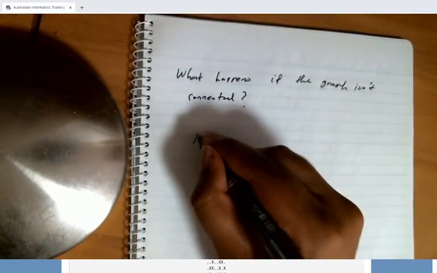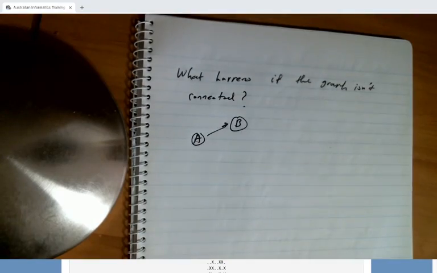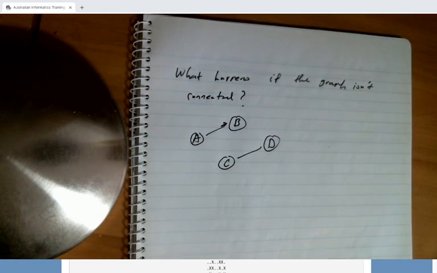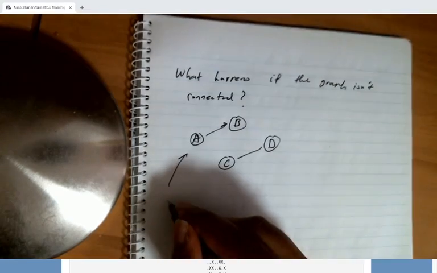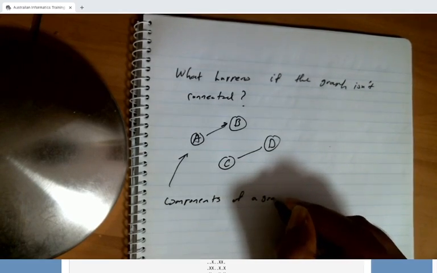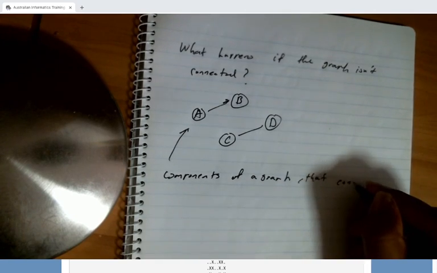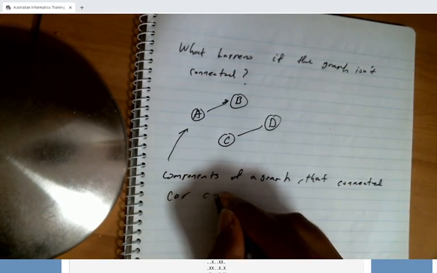So for example, A is connected to B by an undirected edge, meaning B is also connected to A. And we have also C being connected to D, but there are no connections in between B and C and A and D, or B and D and A and C. So these are kind of two components, these are what we call components of a graph that are connected, or connected components.